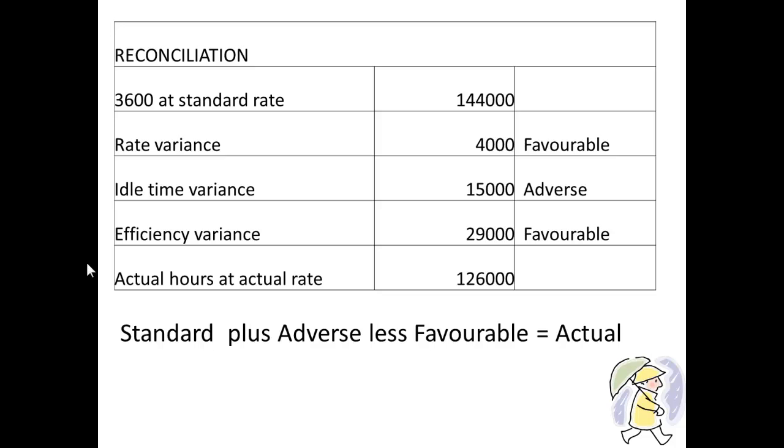You can look at that the other way and reconcile it that way. 3,600 coats at the standard rate should have cost 144,000. So if we add the adverse ones to that, that's 15,000, and subtract the favourable ones, 4,000 and 29,000, we get back to 126,000, which was what was actually paid, the actual cost.